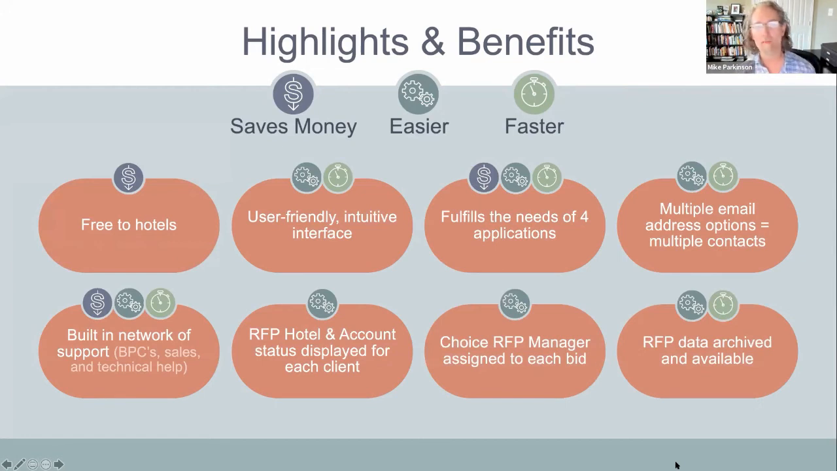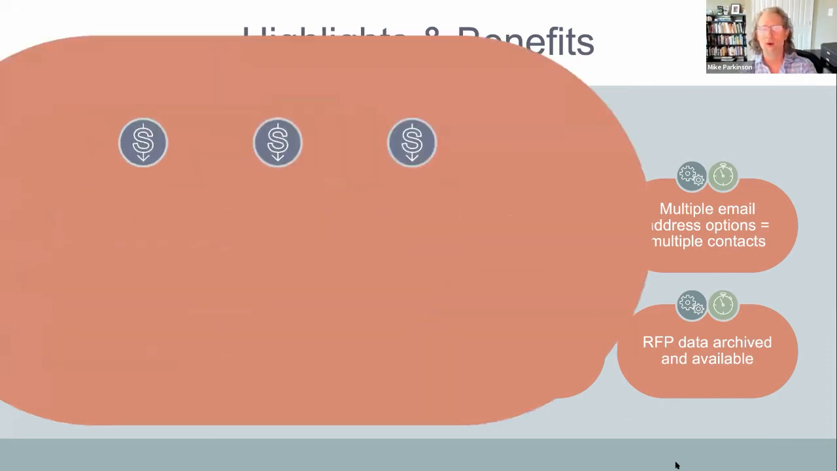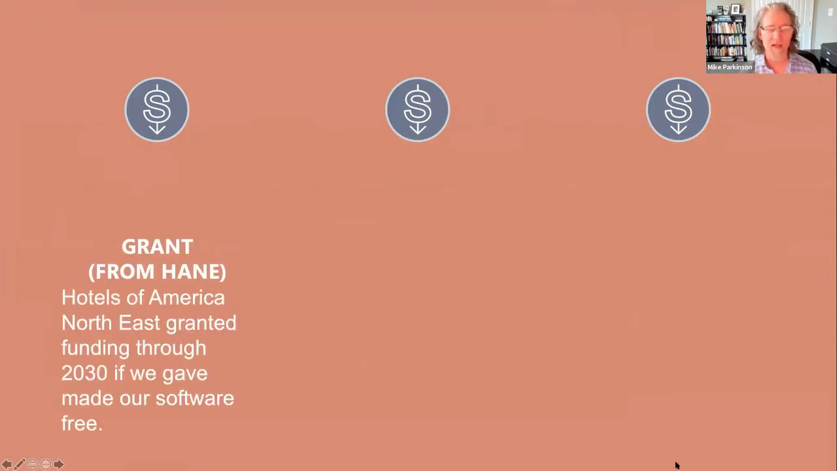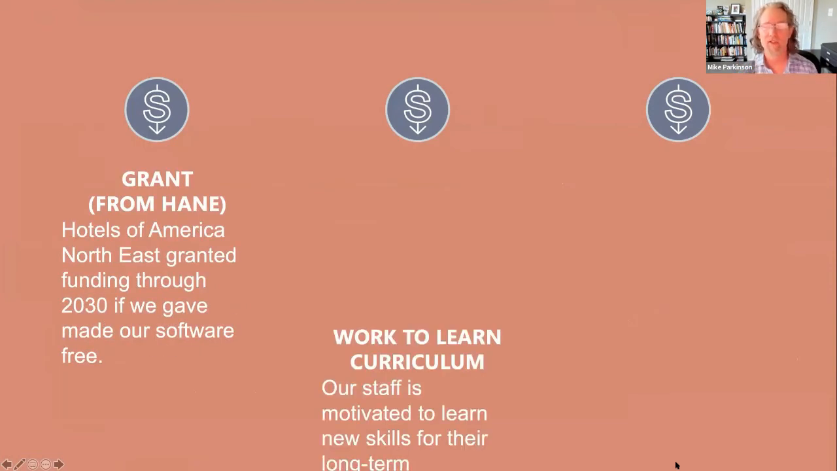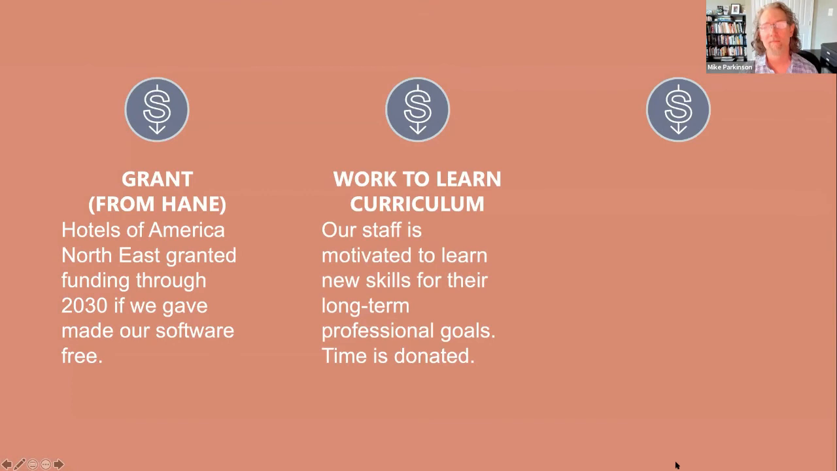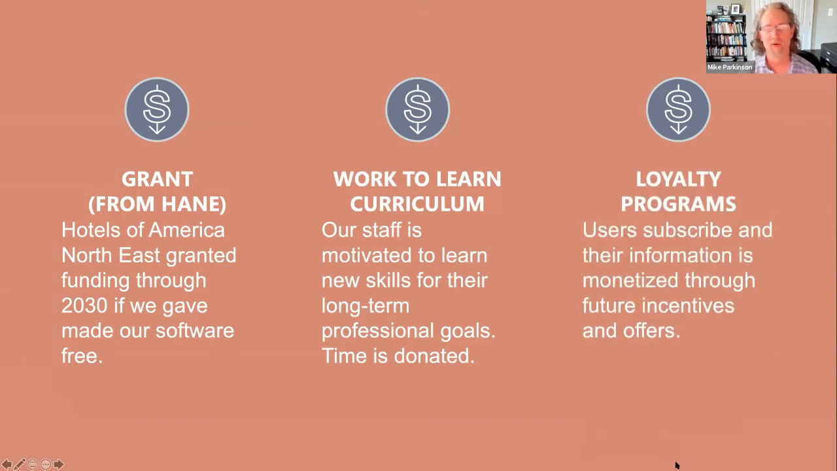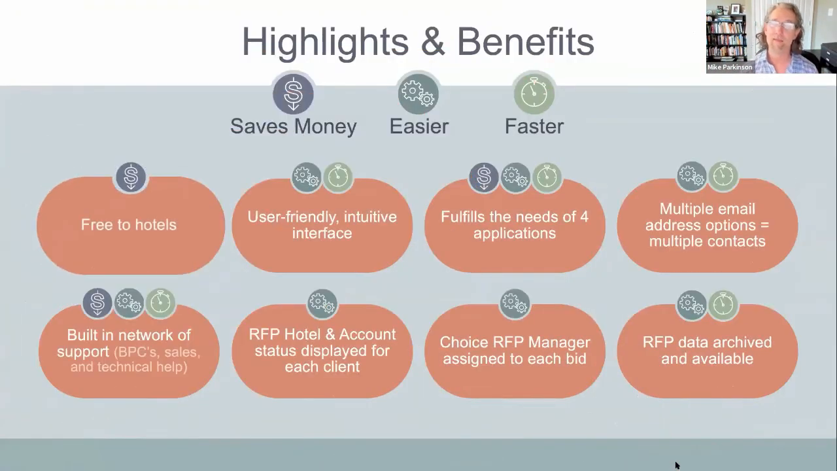So then I walk my audience through my story. I say, hey, it's free to hotels. What do I mean by that? Well, there's 3 ways we ensure things are always going to be free. Number 1, we have a grant. Number 2, we have a work to learn curriculum. And number 3, we have loyalty programs. And for that reason, we will never charge you for the software. It will always be free. Now, I did mention we have a user-friendly, intuitive interface.